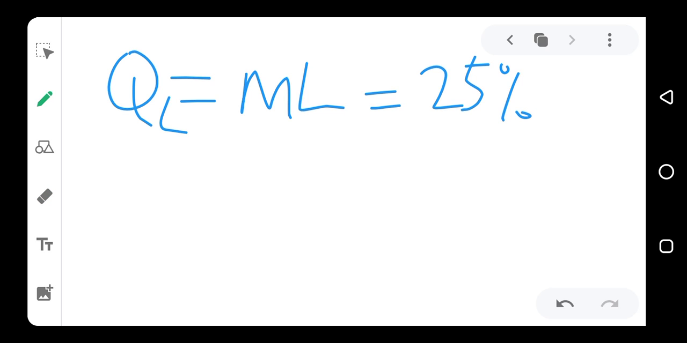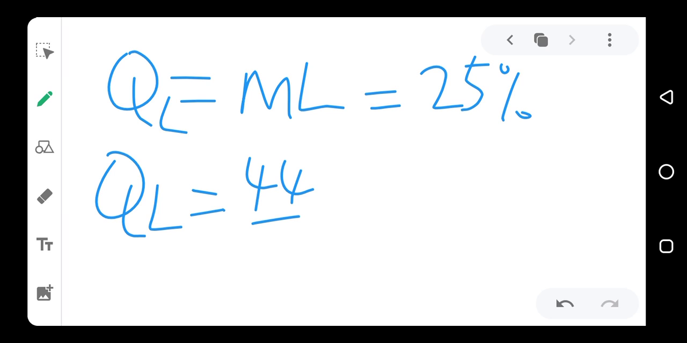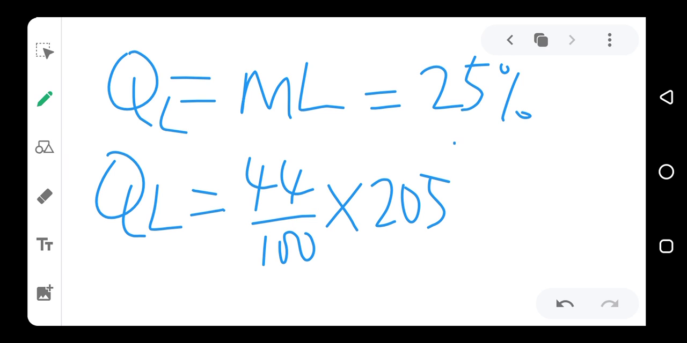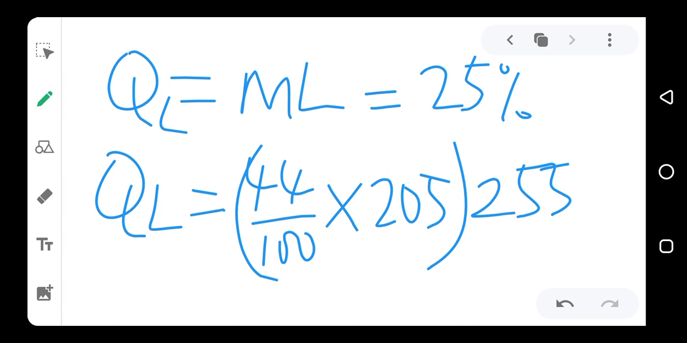So QL is equal to 44% of the water, 44/100 times 205. Now this is multiplied by the latent heat energy of vaporization, which is 255. The latent heat of vaporization given to us is 255.